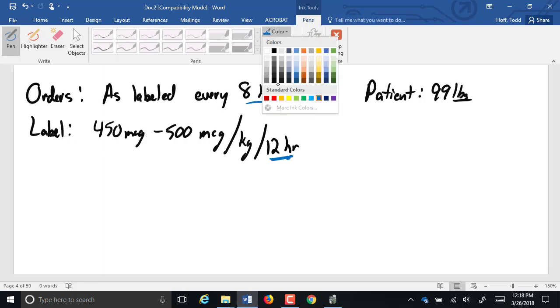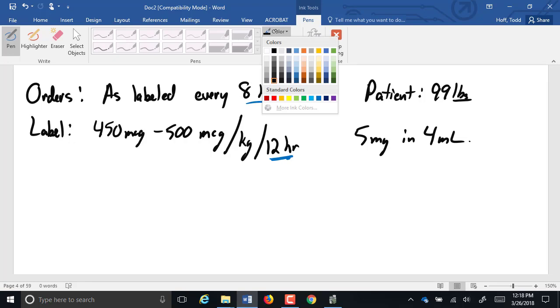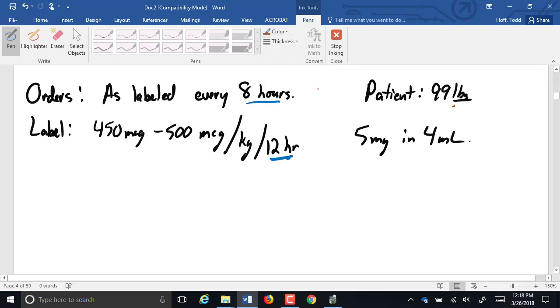Also, our label here is going to say that this is concentrated or constituted at 5 milligrams in 4 milliliters. So we want to know what to administer to our patient. Well, as always, our first step, we're going to divide by 2.2 here, because this is a 45 kilogram patient. And we'll start with the 45 kilograms.